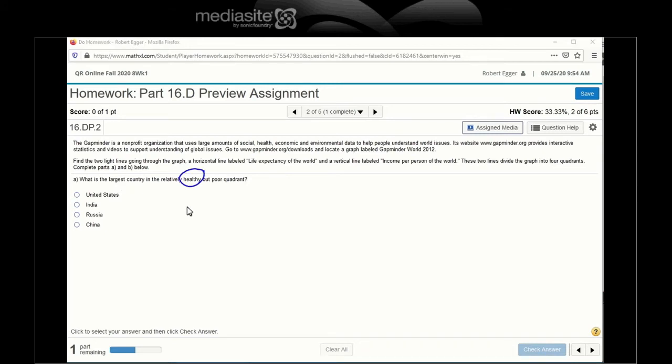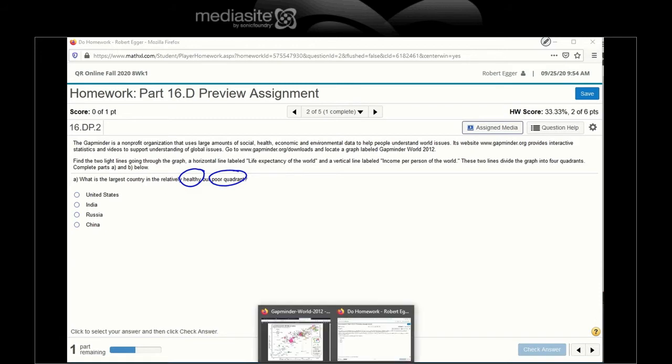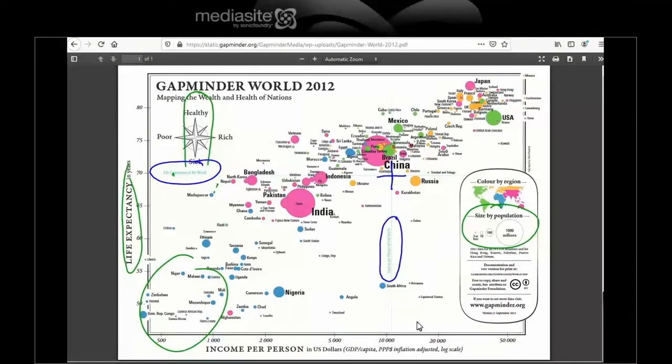What is the largest country in the relatively healthy but poor area? That will put us over here, healthy but poor. And the biggest country in this region looks to be China.